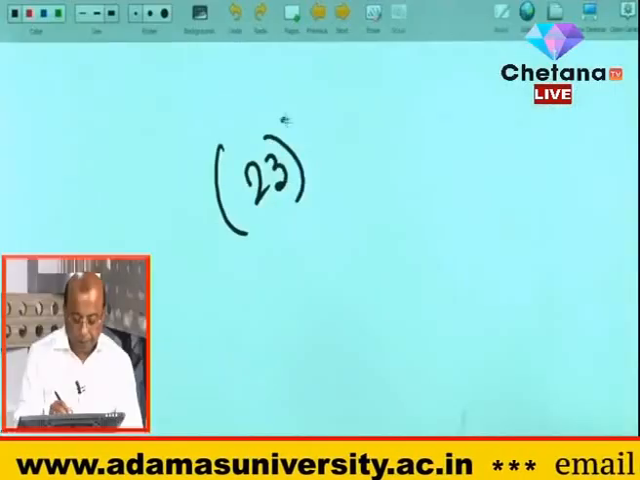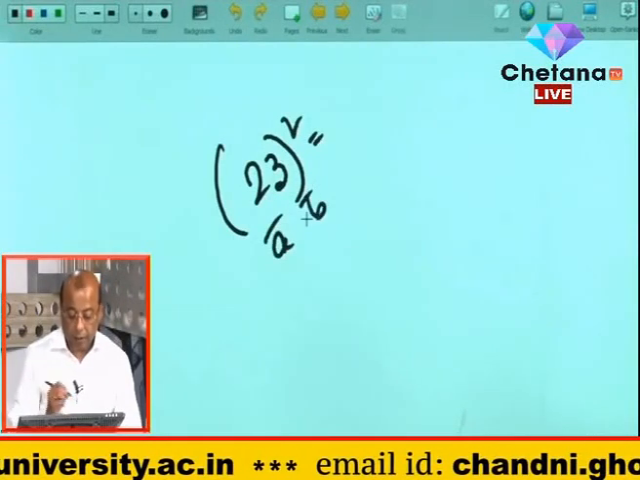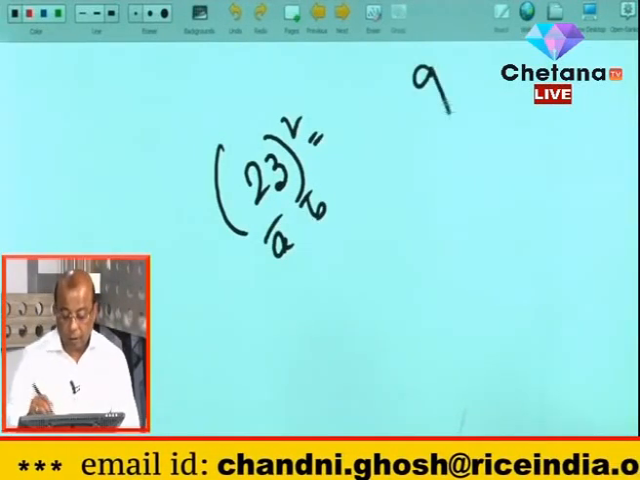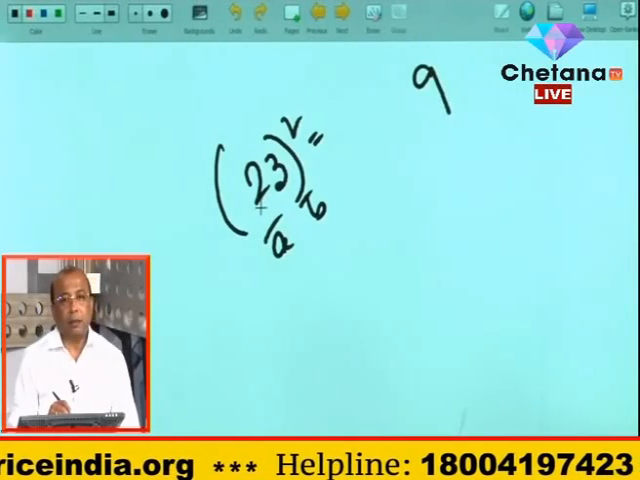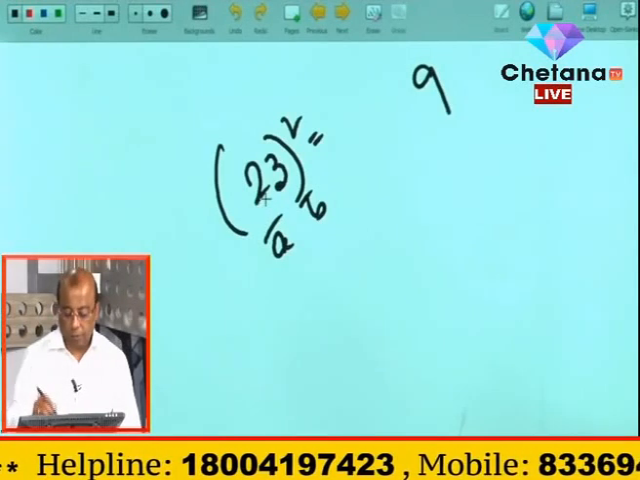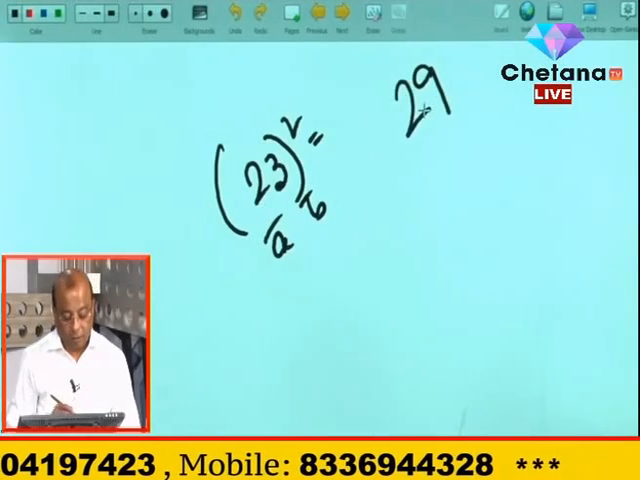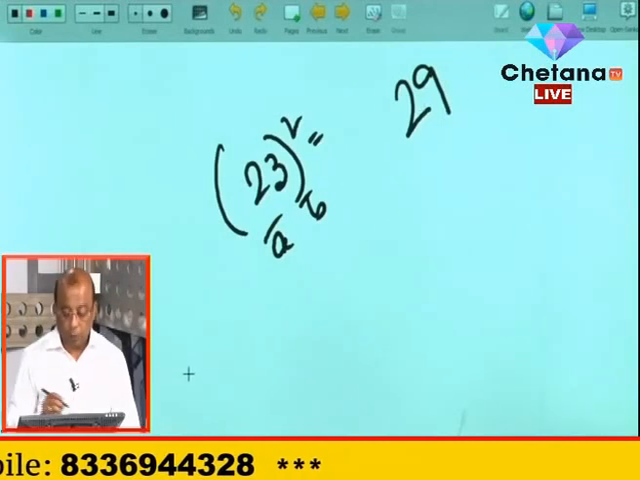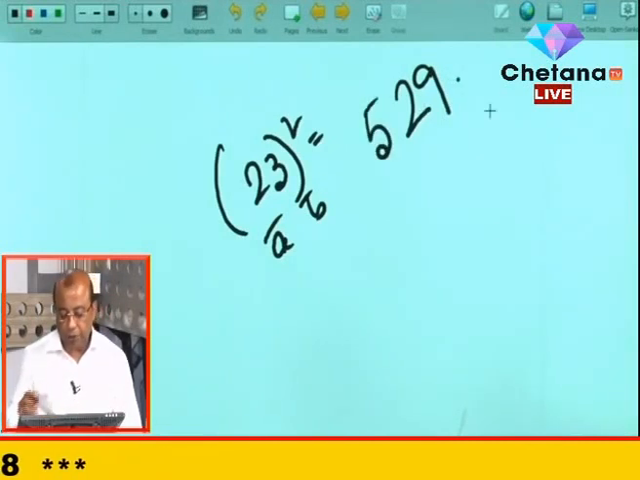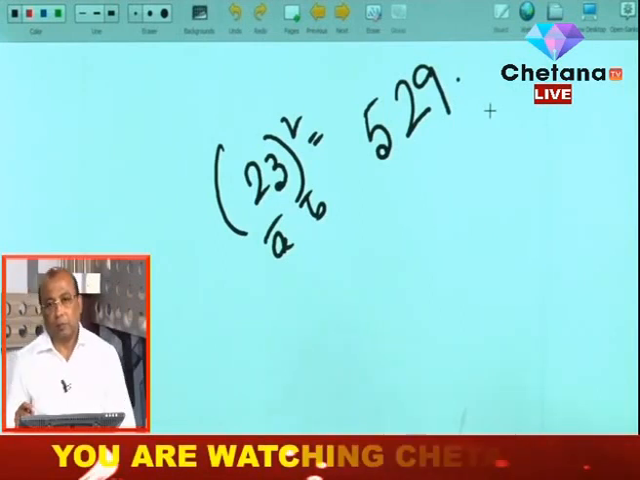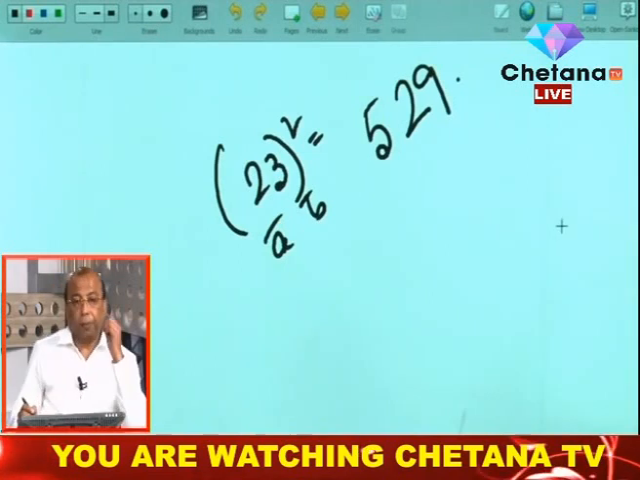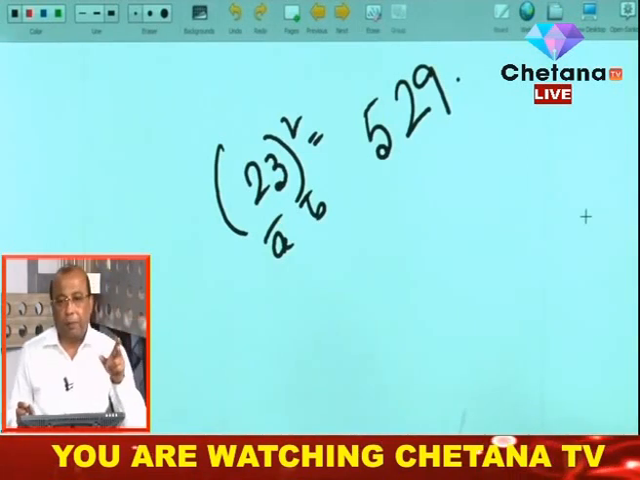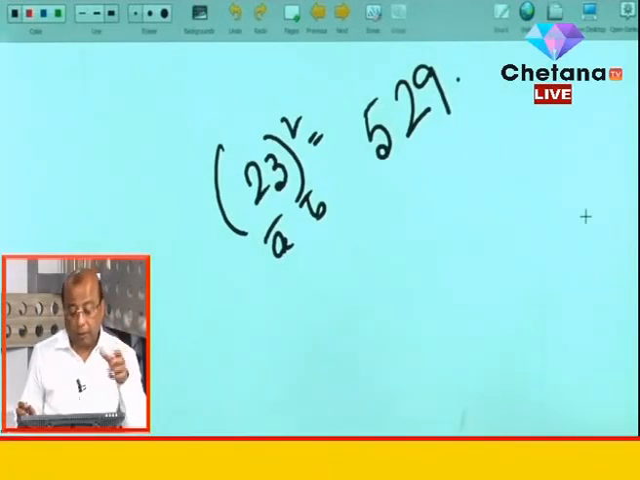23 whole square, that is A, that is B. That is B square, 9. 2 into A into B, that is 3 into 2, 6, double 12. 1 in hand. 2 square is 4 plus 1, that is 5. 529. Okay, so with the help of step 1, we can solve the problem. We can square any numbers from 11 to 99.